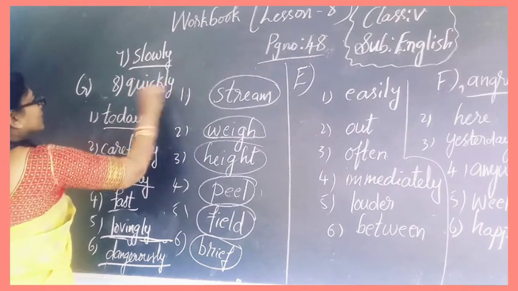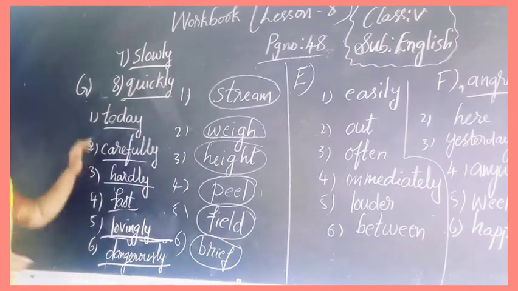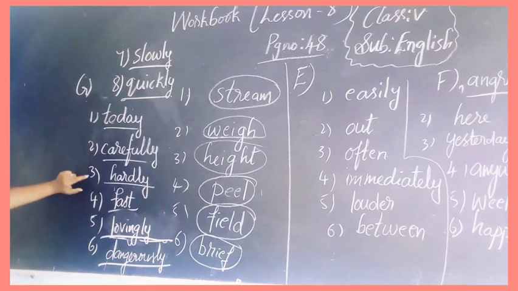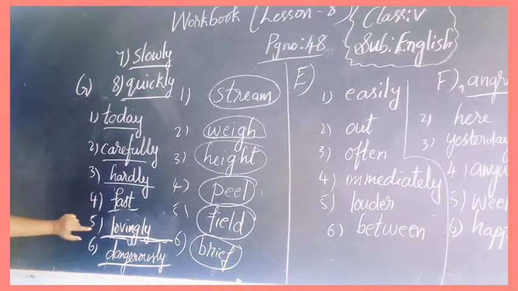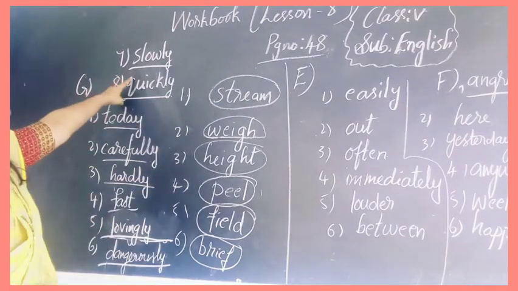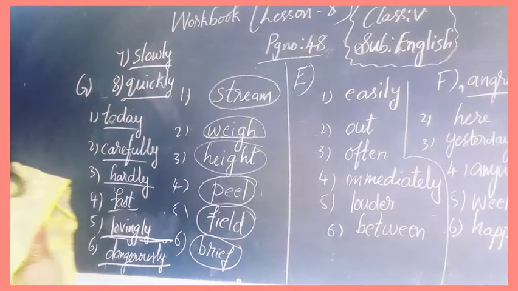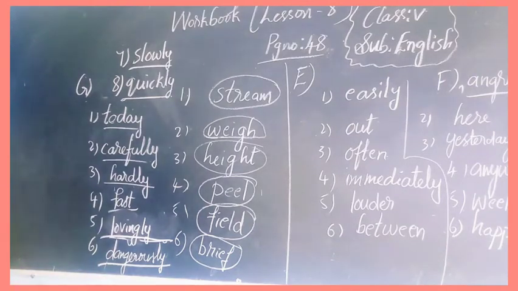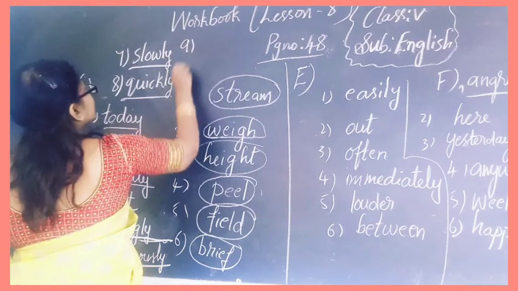Okay. First one today, second one carefully, third one hardly, fourth one fast, fifth one lovingly, sixth one dangerously, seventh one slowly, eighth one quickly. Now we have finished all this. Now you have to do ninth and tenth. Let's write here the other side, ninth and tenth.